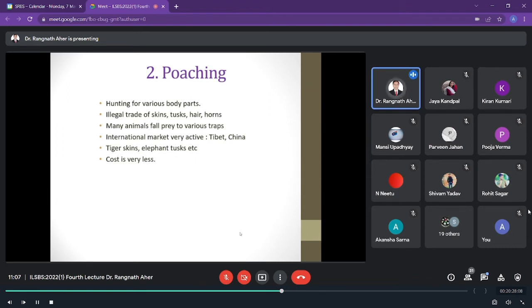Secondly, illegal trade of skins, tusks, hairs, horns takes place day by day. Many animals fall prey to various traps. The international market is very active, especially in Tibet and China. Tiger skins, elephant tusks, etc., are a good example of poaching, and the cost is very less.